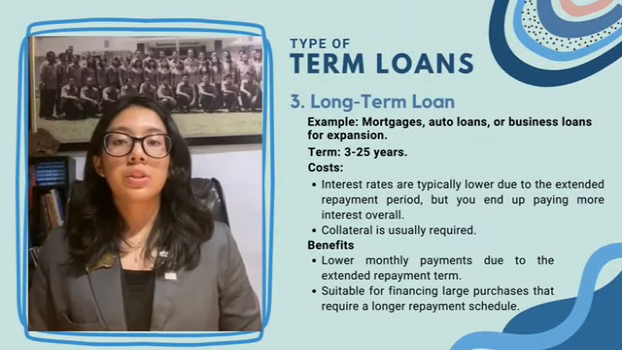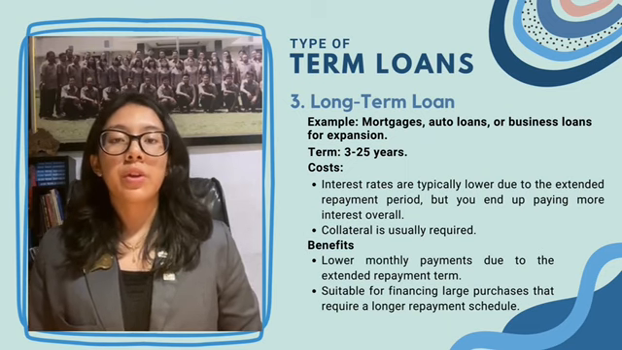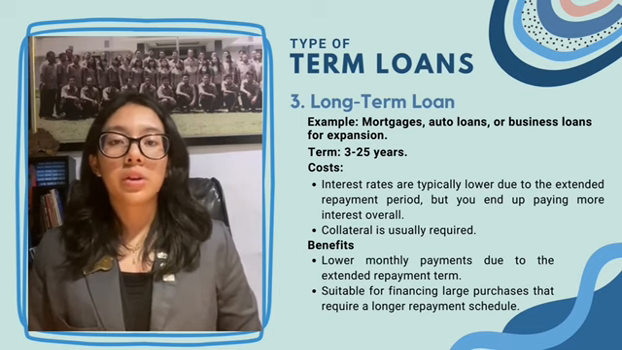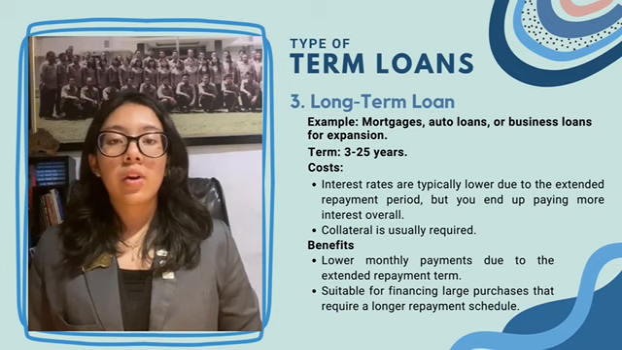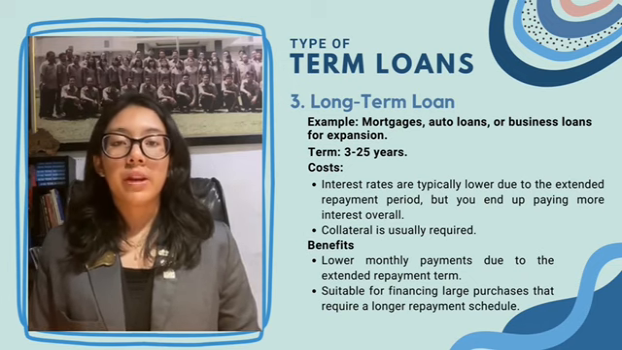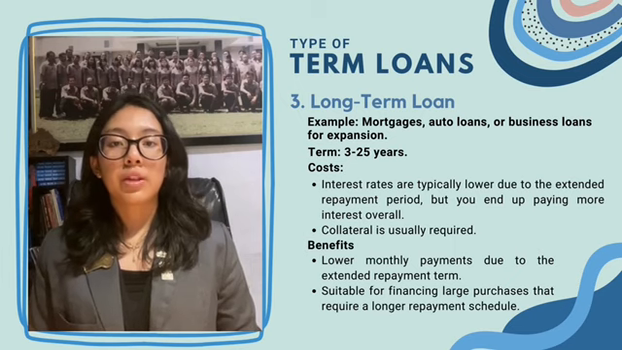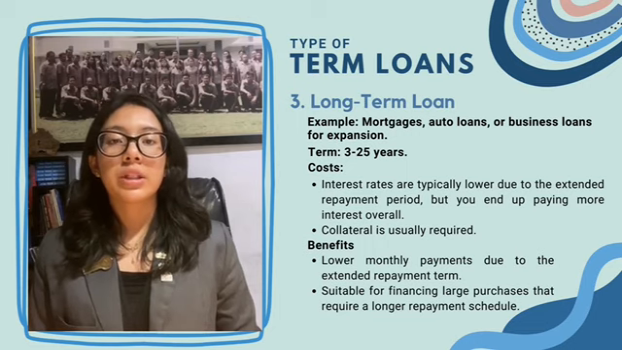And the last is long-term loan, for example, mortgage, auto loans, or business loans for expansion. For the term, 3 to 25 years. Then for the cost, first, interest rates are typically lower due to the extended repayment period, but you end up paying more interest overall. And then collateral is usually required. For the benefits, it is lower monthly payment due to the extended repayment term, and it is suitable for financing large purchases that require a longer repayment schedule.